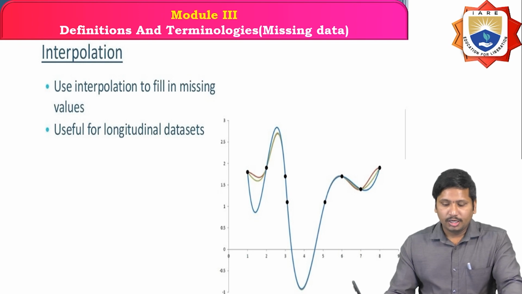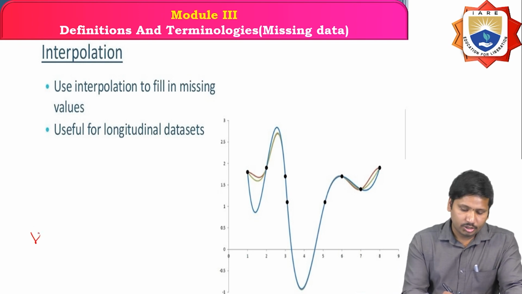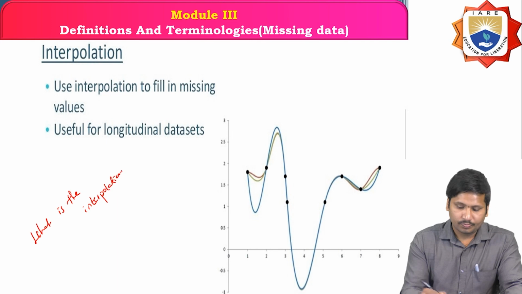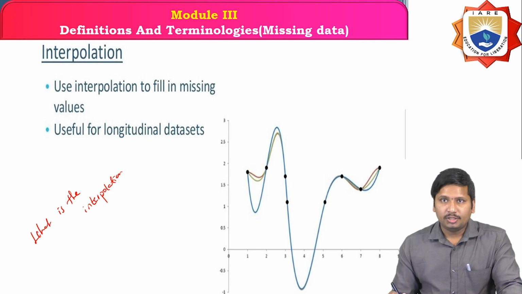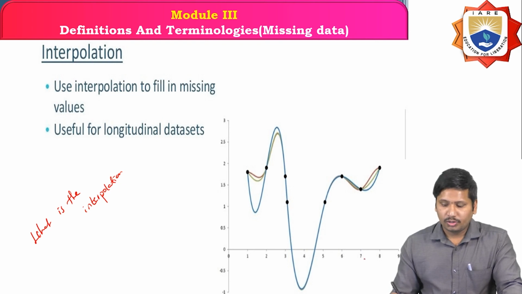And next thing is interpolation. What is interpolation is the question. Using this interpolation method, you fill in the missing values, which is useful for longitudinal data sets. According to interpolation also, we have a chance of missing values. Mainly this is going to be used for longitudinal data sets, where, based on the application, you can use this method.